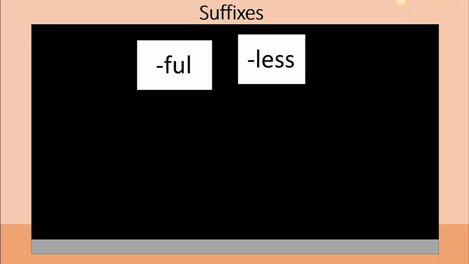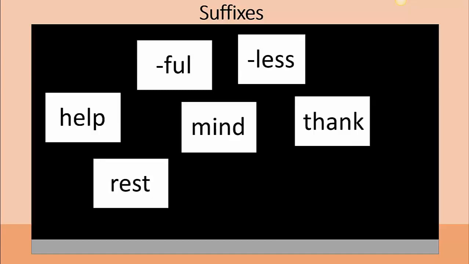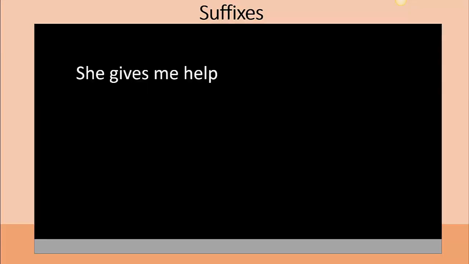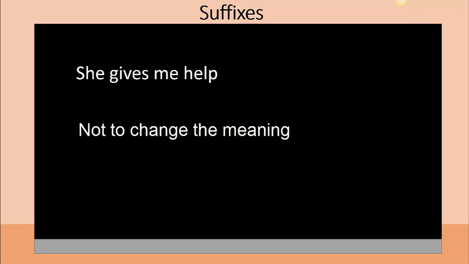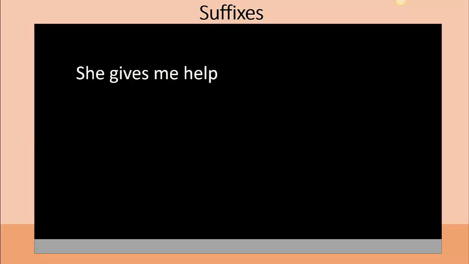Start on the board with 5x7 cards for full and less, and nouns or verbs such as help, thank, rest, mind, cup, and hand. Proceed as with prefixes, explaining that the effect is not to change the meaning, but to change the job that the word does in a sentence, in this case from a verb or noun to an adjective. Use pairs of sentences to illustrate this, like she gives me help versus she is a helpful person.